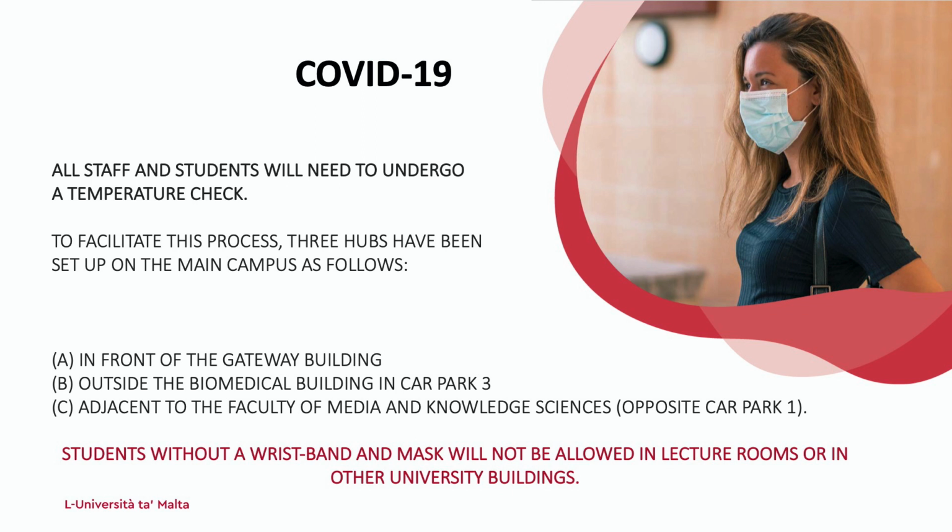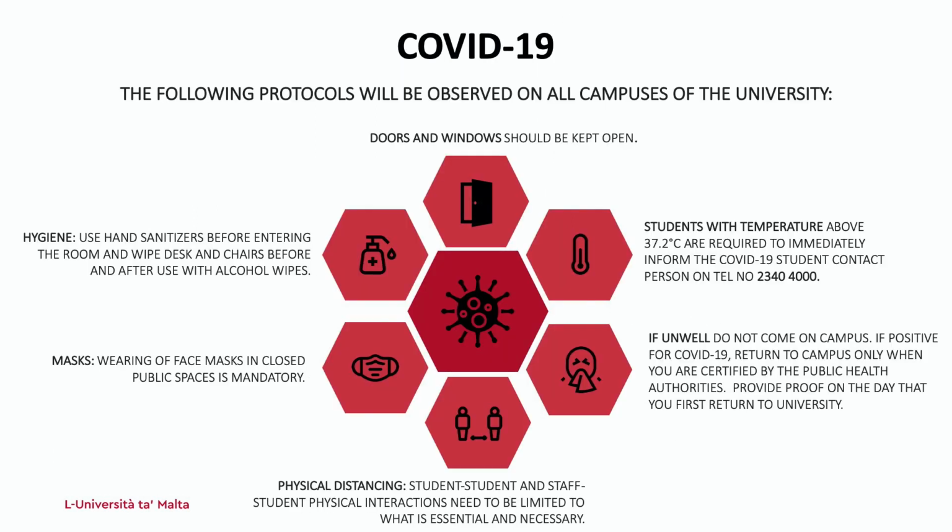I would also like to remind you that students who are not wearing a wristband and a mask will not be allowed in lecture rooms or in other university buildings such as the library, the canteen. The university has also established a number of protocols which should be observed while students and staff are on the university campus. Hygiene is very important, so we ask you to use hand sanitizers before entering any room. Hand sanitizer stations have been placed near each lecture room, and students are kindly asked to use them.